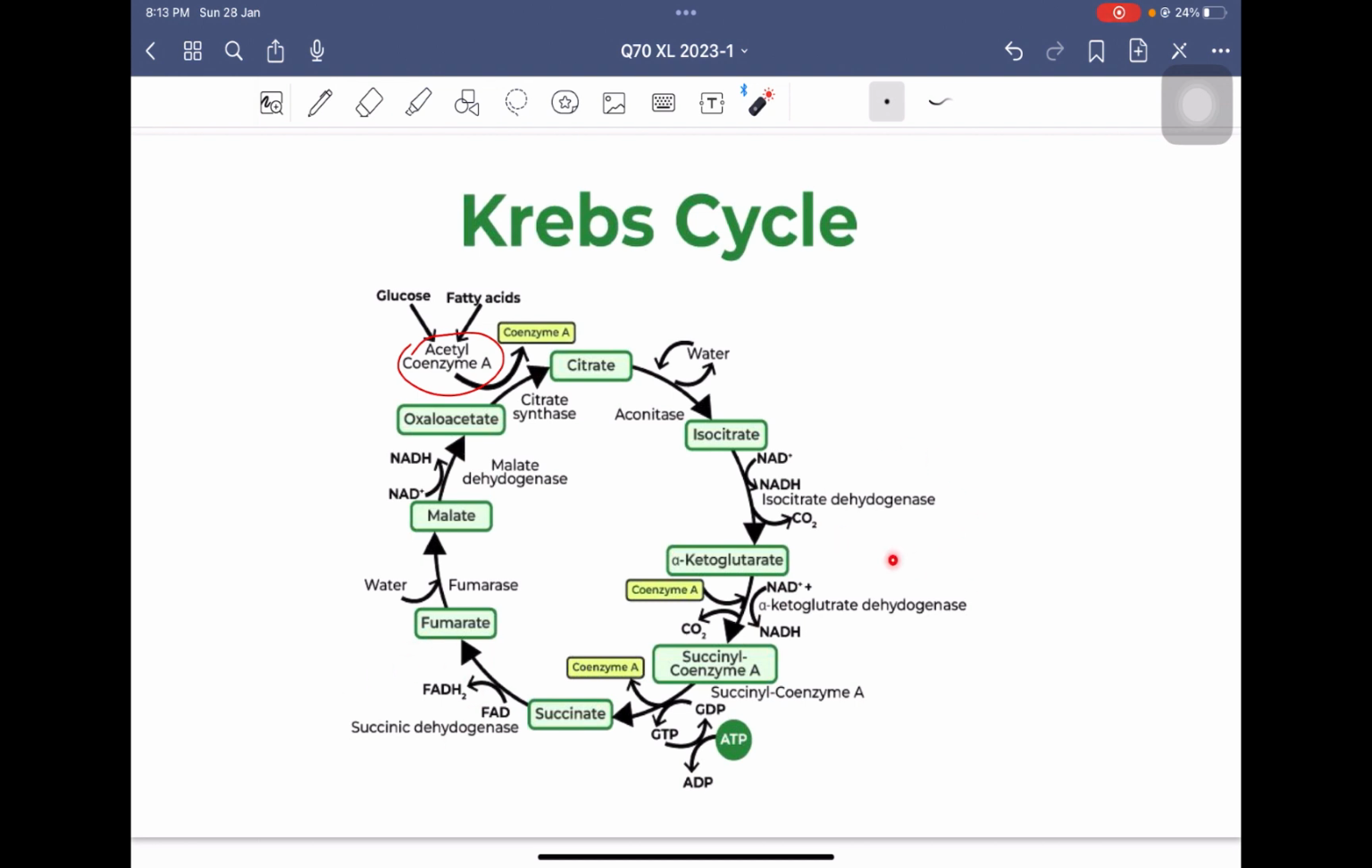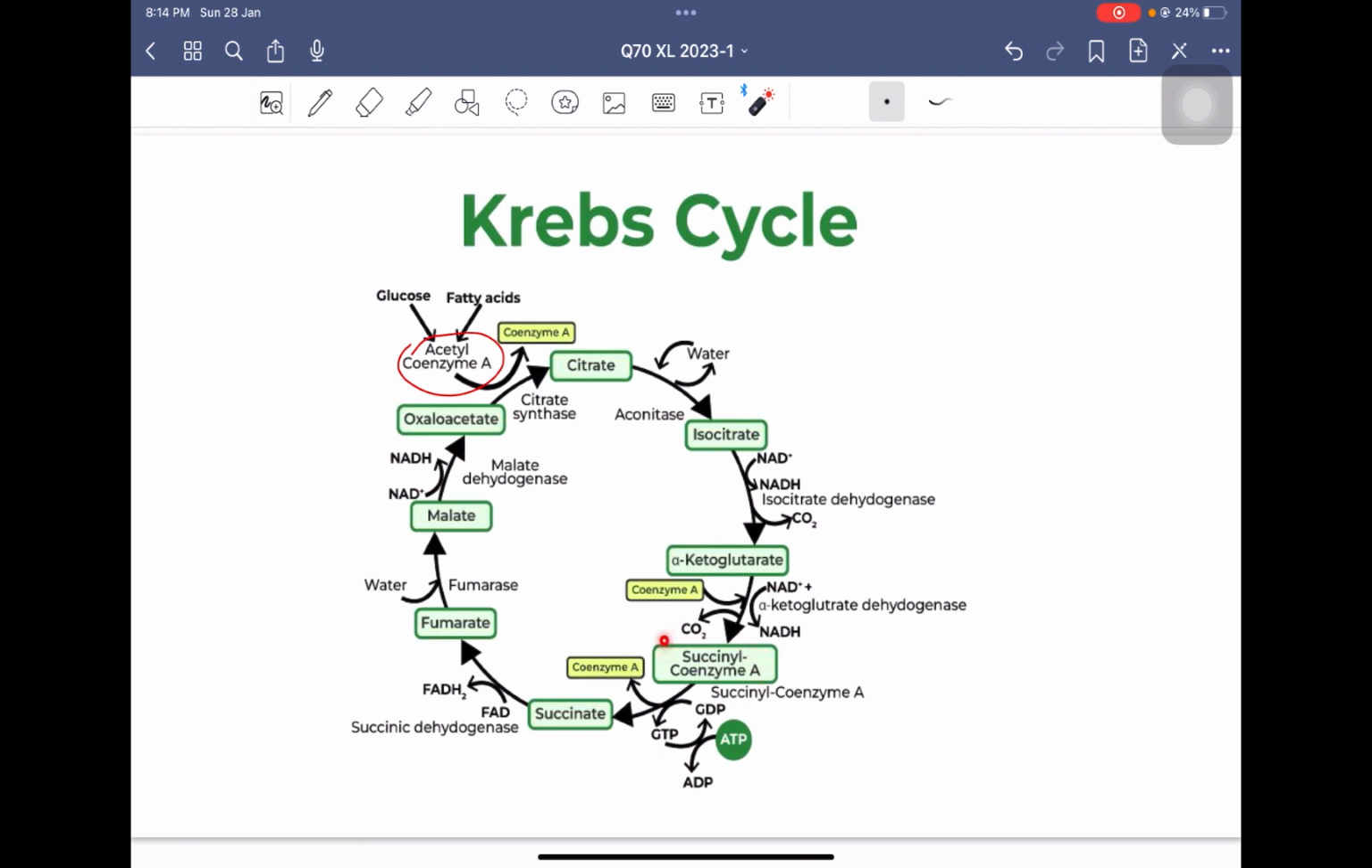These dehydrogenase enzymes are important because they help in producing the energy equivalents. Why are they called energy equivalents? Because NADH and FADH2 will finally act in the electron transport system as electron carriers. Now alpha ketoglutarate dehydrogenase catalyzes the formation of succinyl coenzyme A from alpha ketoglutarate. And here also you can see that one carbon dioxide molecule will be eliminated.